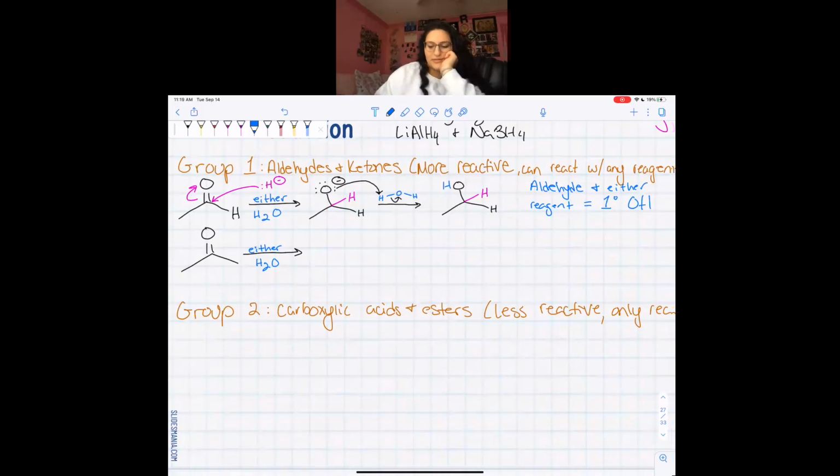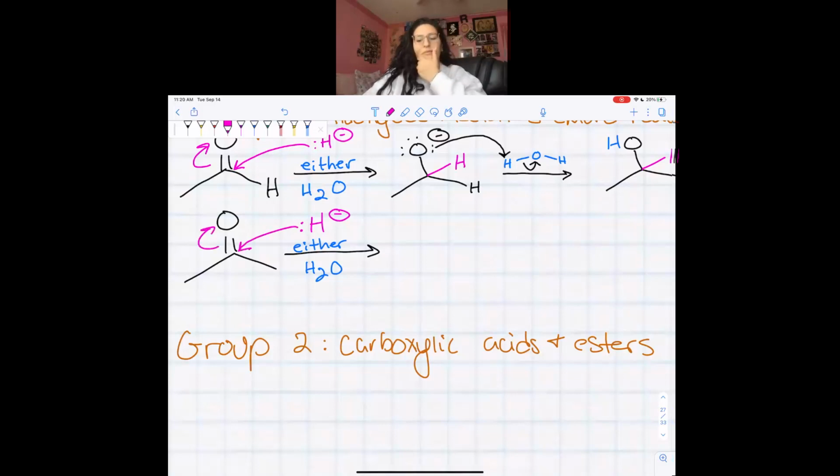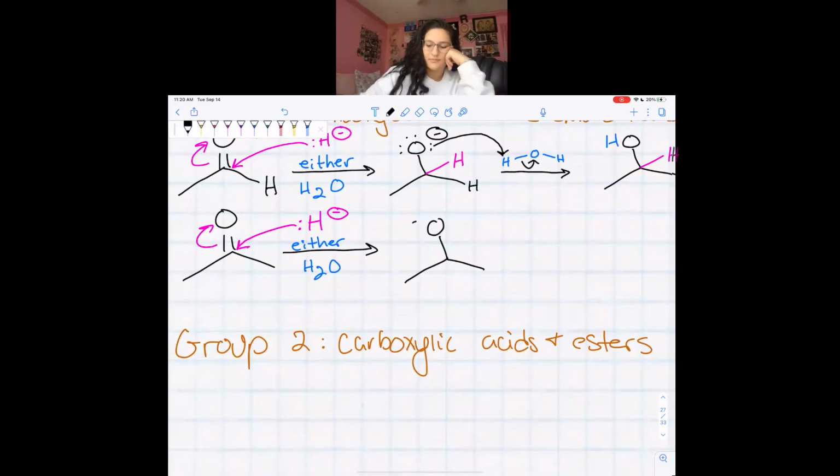Any questions on that first one? Nope. Okay. Cool. If you do at any point, just let me know. So this second reaction is going to be exactly the same. First step, we're going to get O minus, and we add a hydrogen.